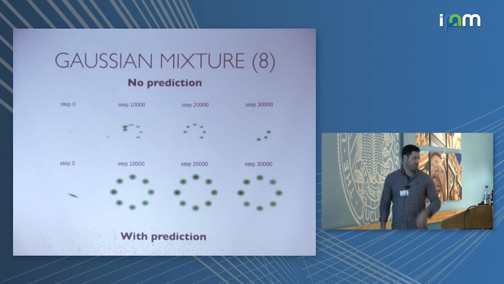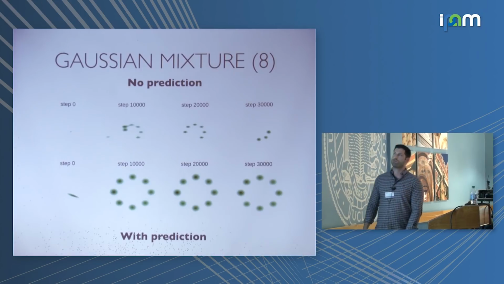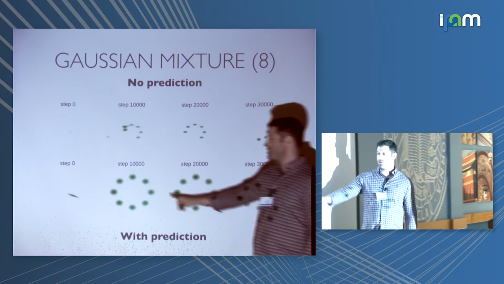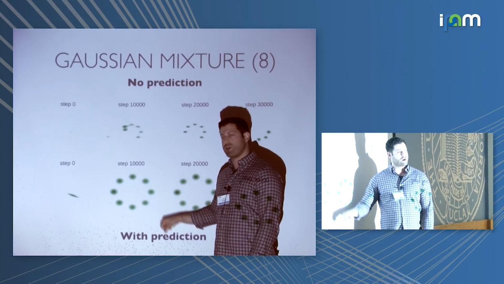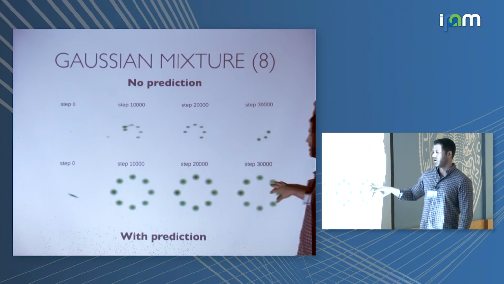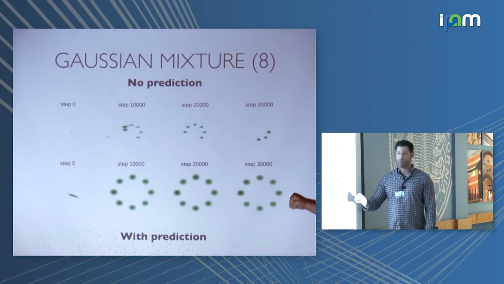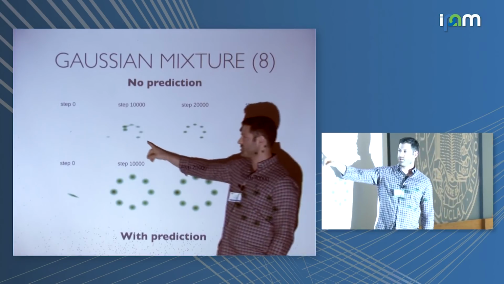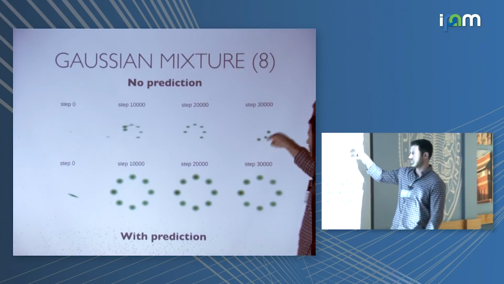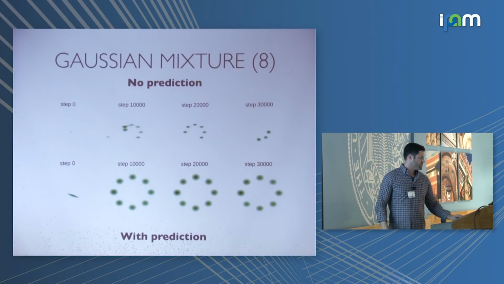There are a few other test problems. This is trying to learn a mixture of Gaussians. This is learning a mixture of 8 Gaussians arranged in a circle. If you try to learn this distribution with a prediction method, it converges really quickly and it remains stable. But without prediction, it oscillates around and picks up certain modes and then switches to other modes. It doesn't really stabilize.